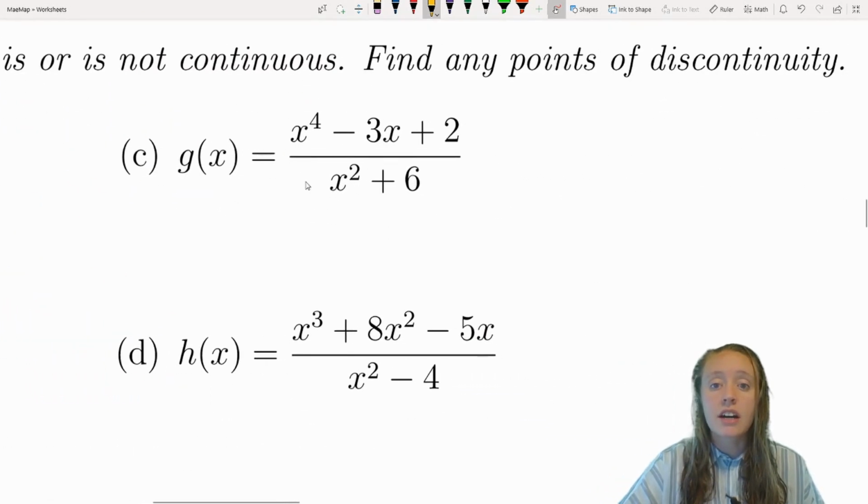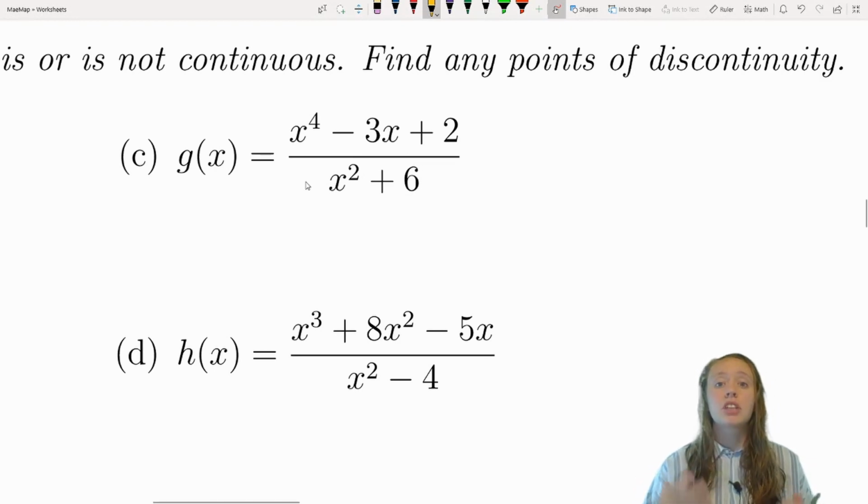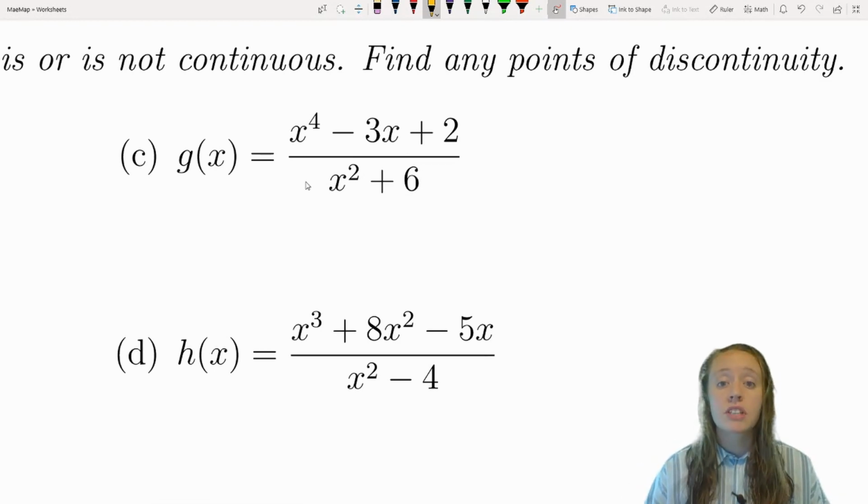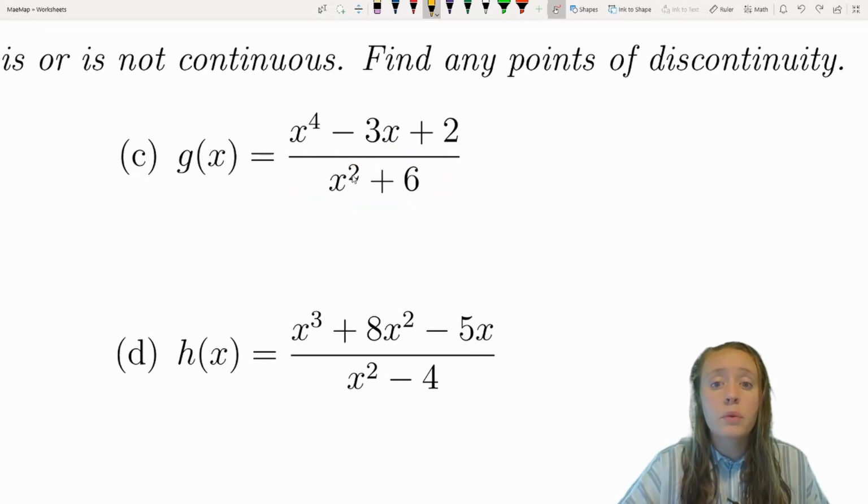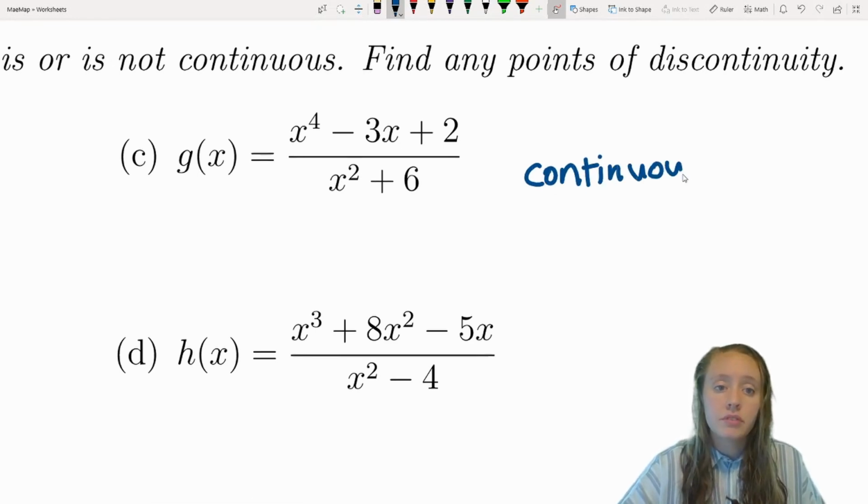We have to ask ourselves, when is this function potentially undefined? Are there any points of discontinuity? If we're looking at the denominator, x squared will always be a positive number, and we're always adding to that, so we're never going to have 0 in our denominator. Therefore, this is a continuous function.